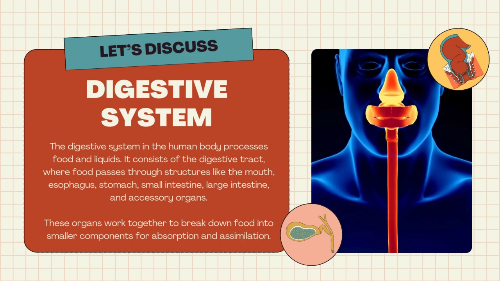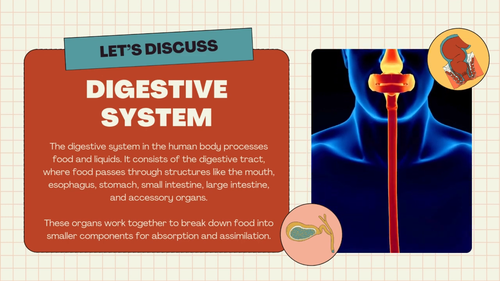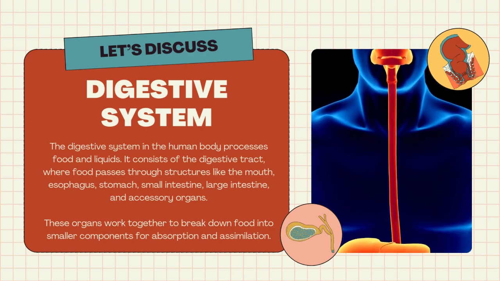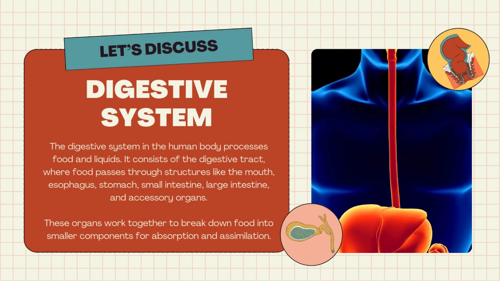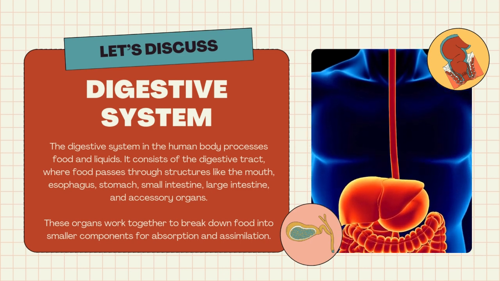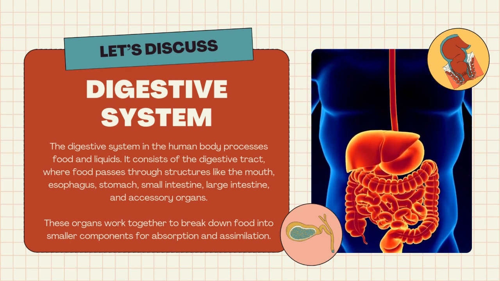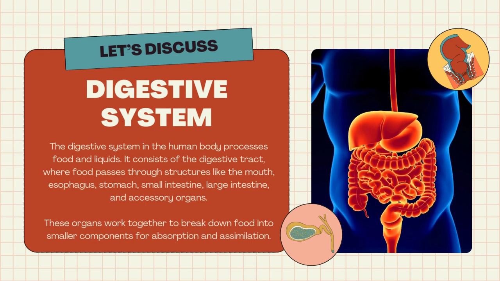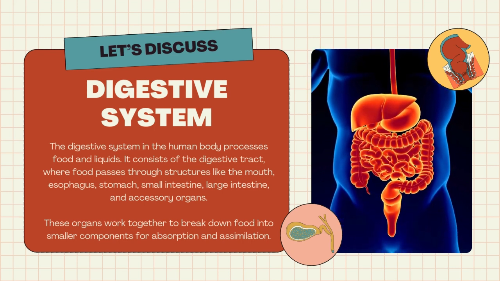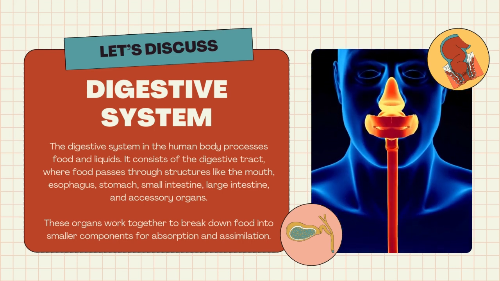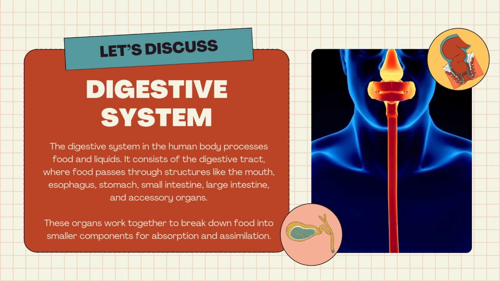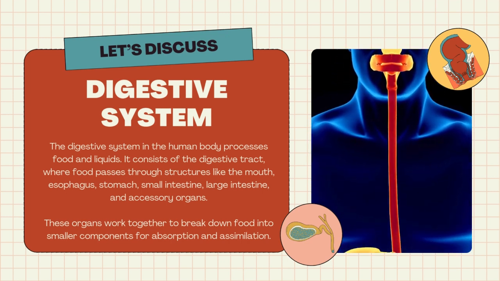Digestive system. The digestive system in the human body processes food and liquids. It consists of the digestive tract, where food passes through structures like the mouth, esophagus, stomach, small intestine, large intestine, and accessory organs. These organs work together to break down food into smaller components for absorption and assimilation.